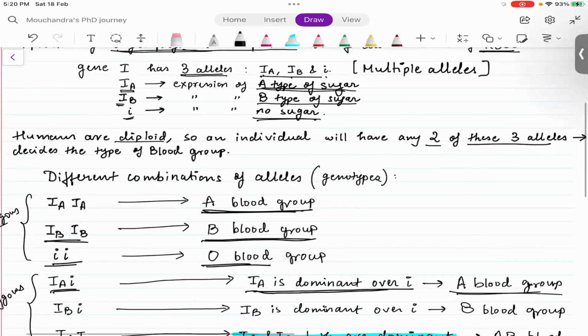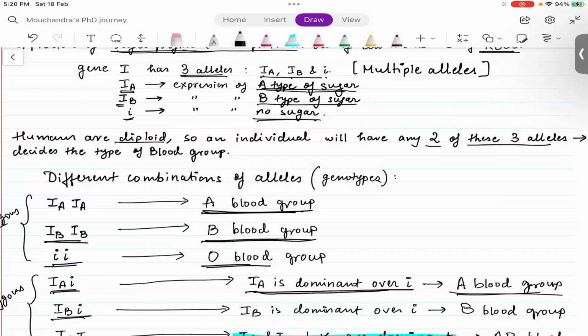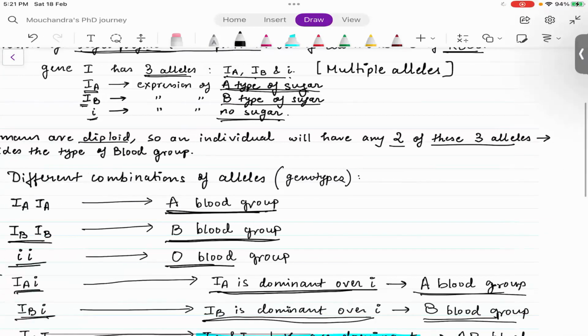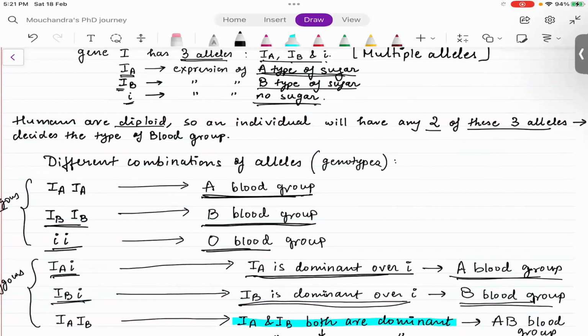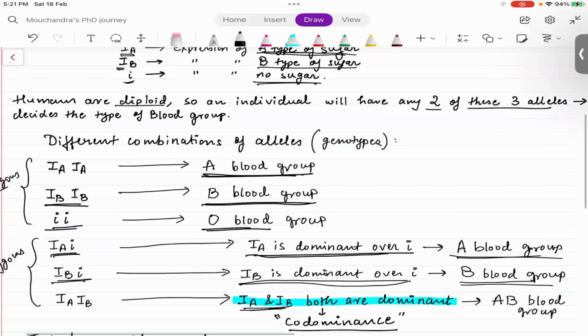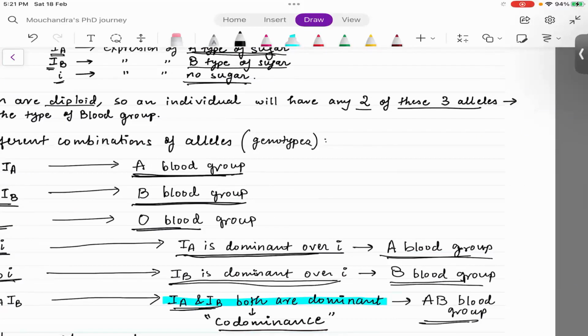Similarly, in the heterozygous case where IB and small i together are present, IB is dominant over small i. So if it is dominant, then the individual will have B blood group. But what if both IA and IB are present? Now it is seen that these two alleles are both dominant. Neither is recessive to the other. So this is a classic example of codominance. So the individual will display both types of sugars, A and B, on the RBC. That is why the person will have AB blood group.